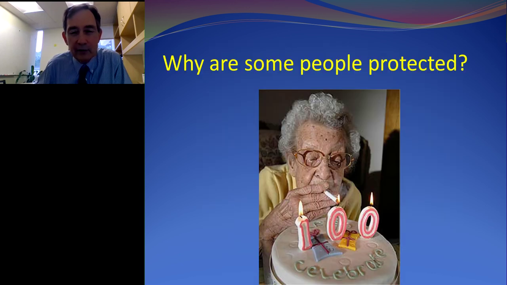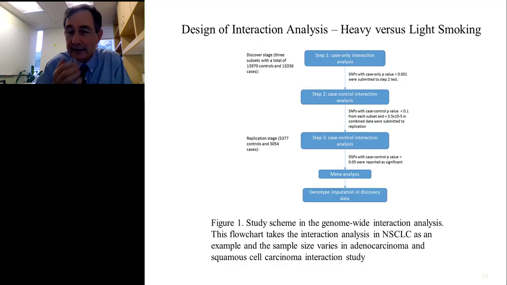So for lung cancer, why are some people protected? We know people that have smoked a lot for years and they don't get lung cancer. So why is that? Turns out that's not a very easy question to answer. All interaction studies need much larger sample sizes, and that was a rationale for doing this study, to assemble enough people that we could do gene environment studies.